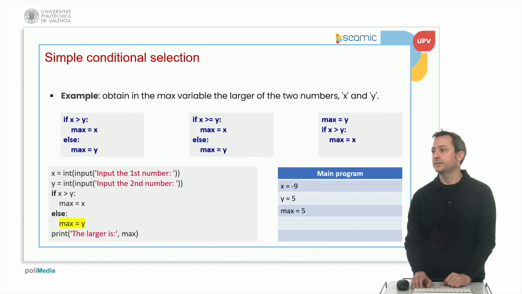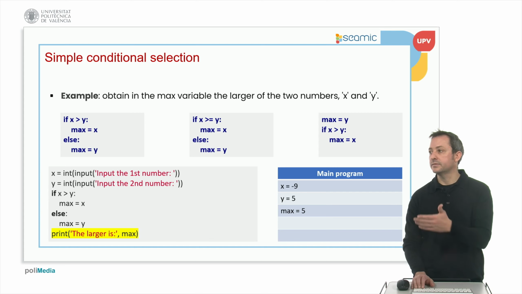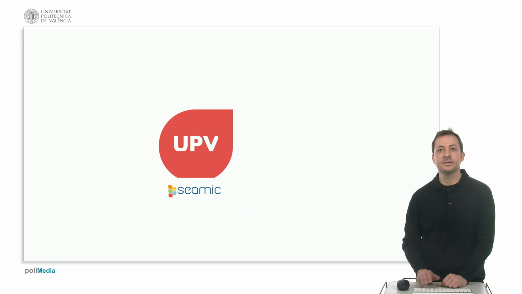So here we define another variable called max, whose value is y. In this case, we copy here the value of y, that is 5. And finally, we carry out this print that shows this message in the terminal. So the larger is 5 in this case.